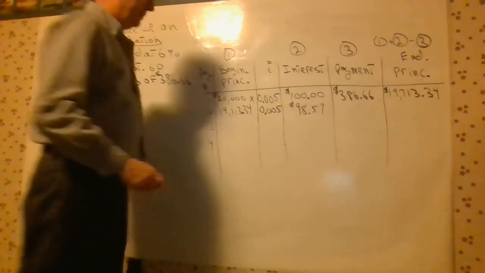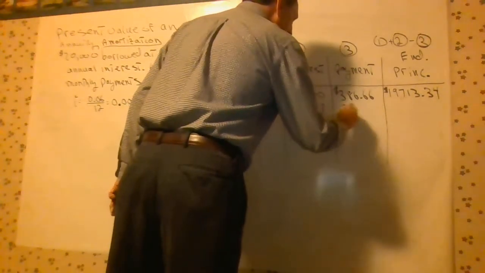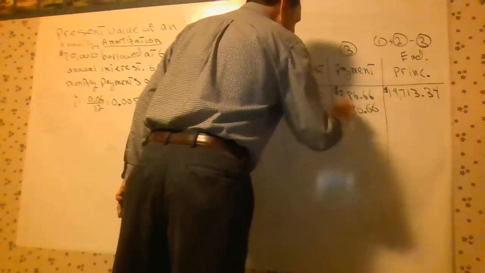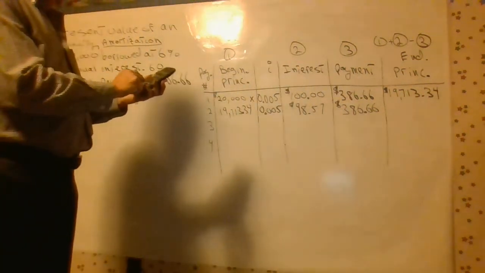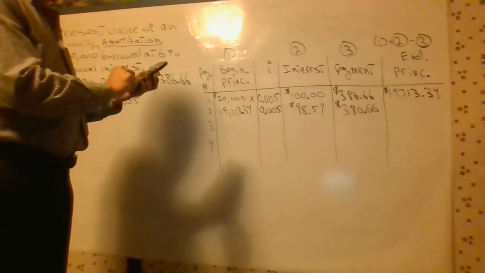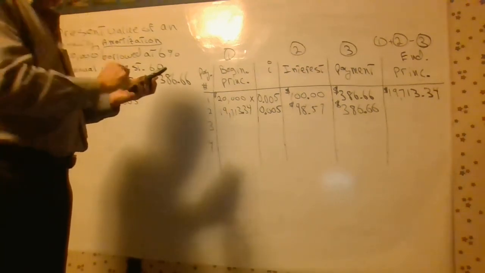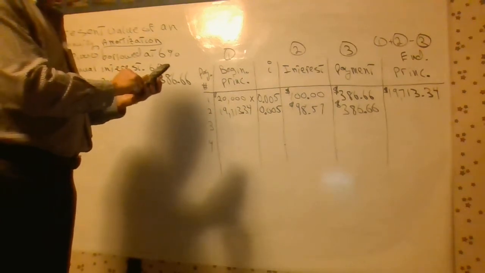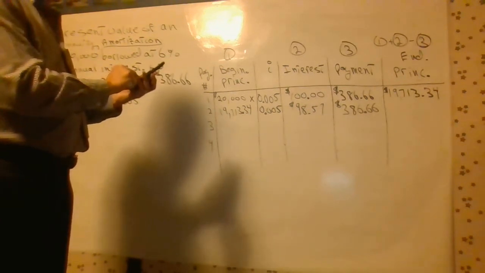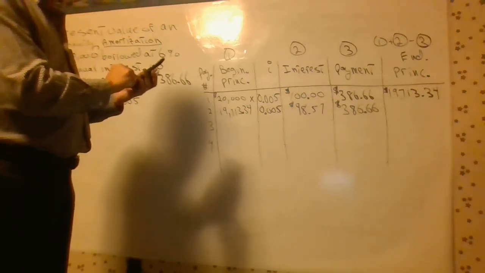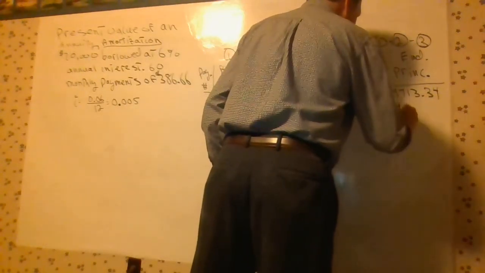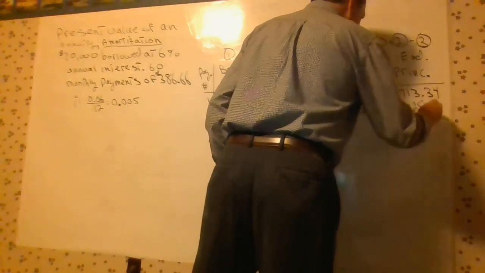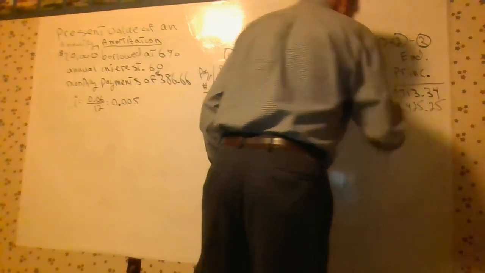$19,713 is less than $20,000. We're going to make our regular monthly payment of this, and we do 19,713.34 plus 98.57 minus 386.66, and I got 19,425.25. And we'll copy that down.